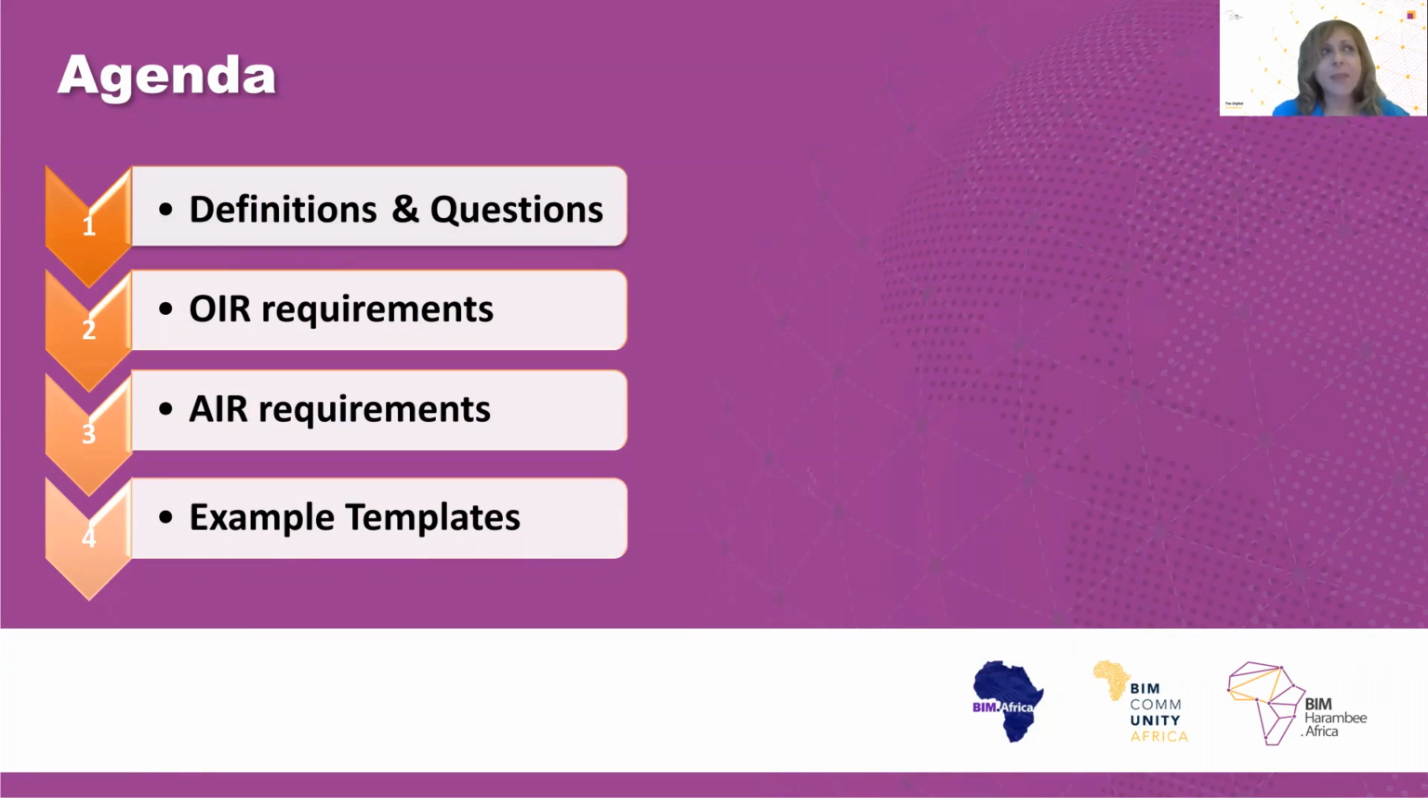So I would like to talk about a few definitions first. Theoretical definitions related to our current ISOs, our current standards that we have, specifically the ISO 19650 that just came out recently. And then we're going to talk about OIR, and OIR is short for Organizational Information Requirements, and then AIRs, which are Asset Information Requirements, and a few examples for practice that I want to advocate towards the end.